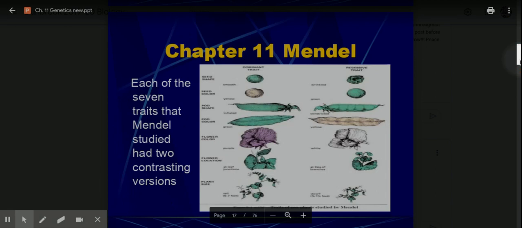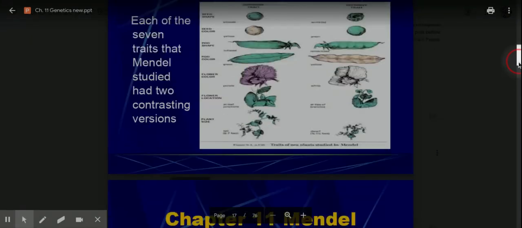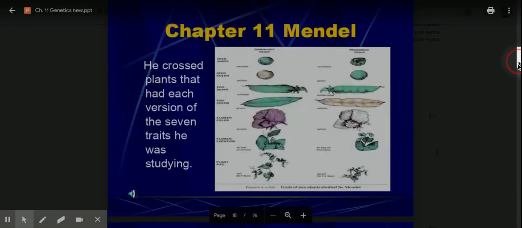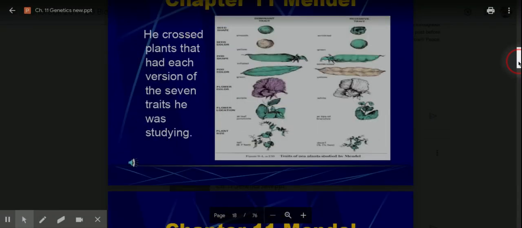All right. So here again are each of the seven traits that Mendel studied. Each had only 2 varieties, and Mendel got kind of lucky on that, because if they would have had 3 or 4 varieties for each trait, that would have made his work a lot more complicated. Again, a look at the 7 traits.